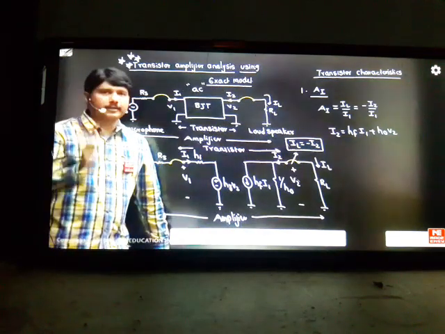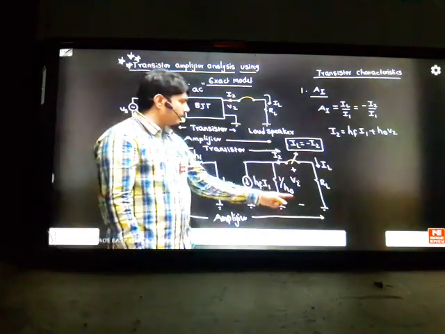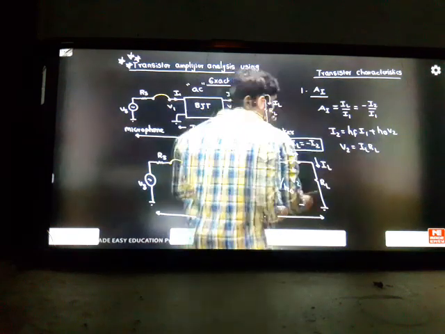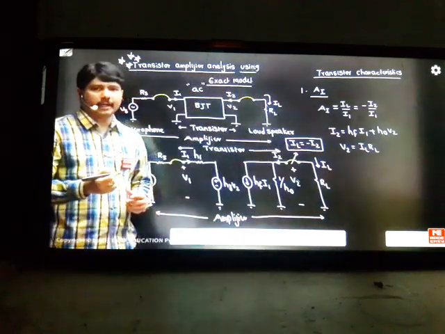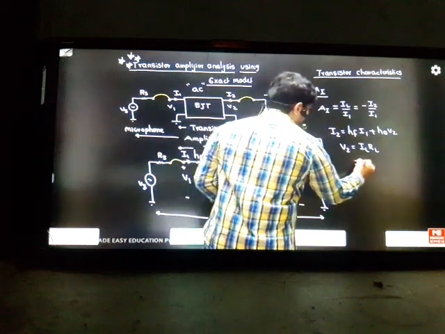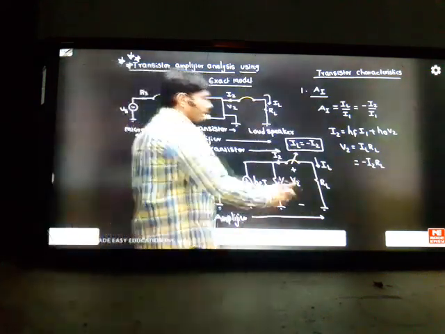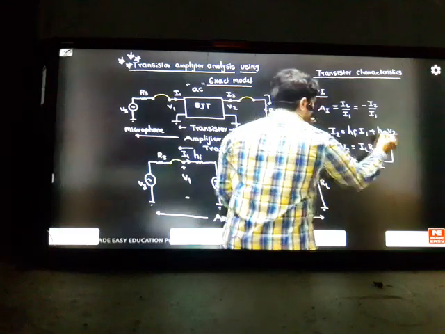You're asking me the I2 by I1 ratio in the class. Can you tell me what is V2 here on the board? Your V2 you can write simply as IL into RL. Seeing the board, V2 you can convert to IL into RL. Otherwise we can write this as minus I2 into RL. Simply substitute this answer in your V2.